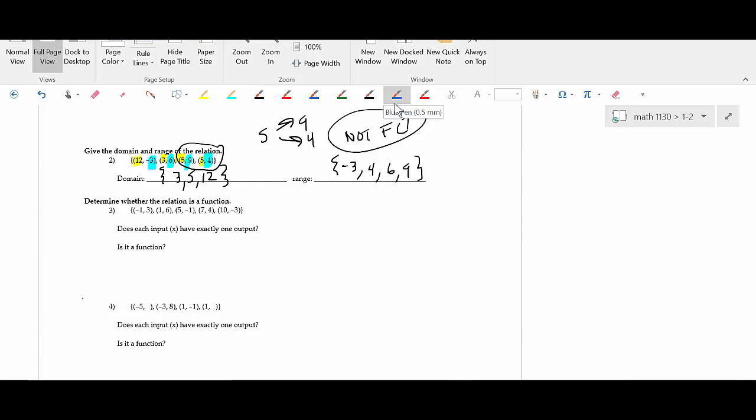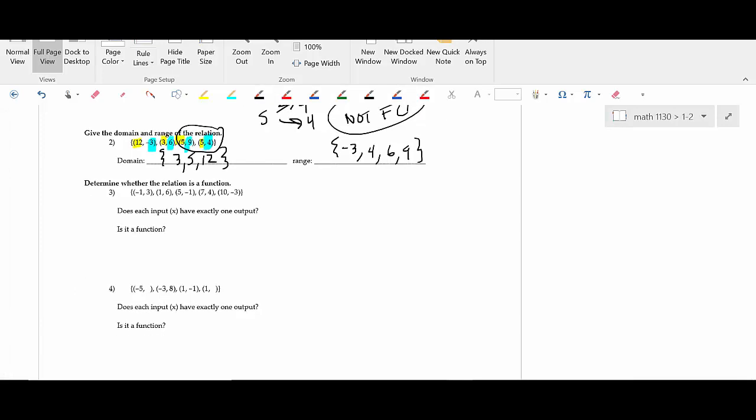Let's look a little bit at this next thing here. We're going to see if this is a function. Now you can do this in your head, and I don't care if you do, but what I'm going to do is, the domain is all those x's. So I'm just going to write down the x's: -1, 1, 5, 7, and 10. And then I'm going to make a mapping diagram.